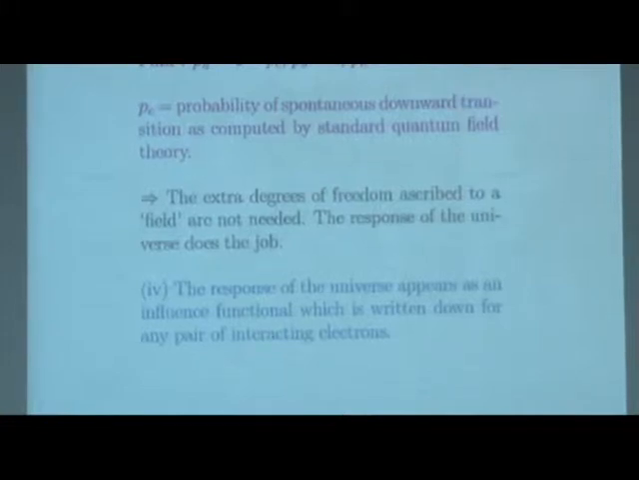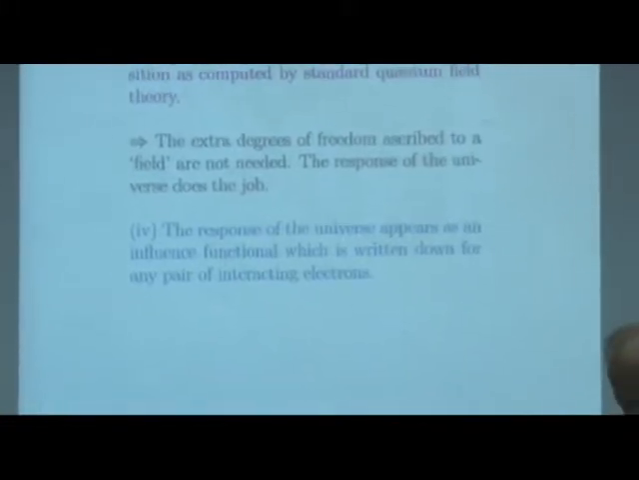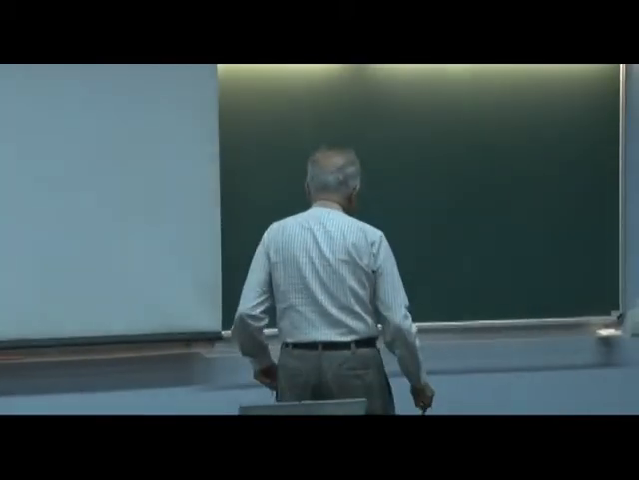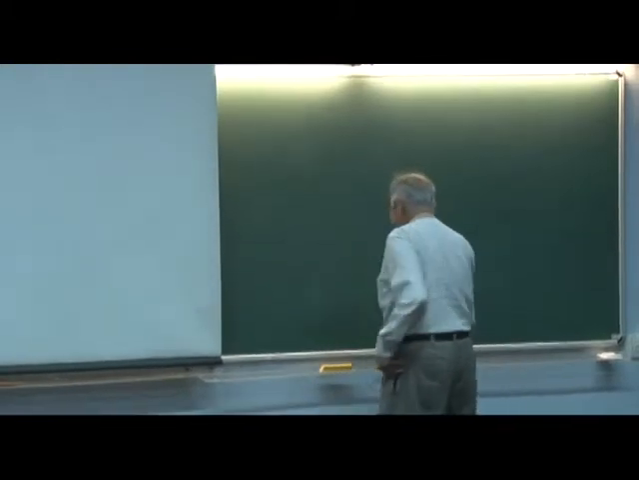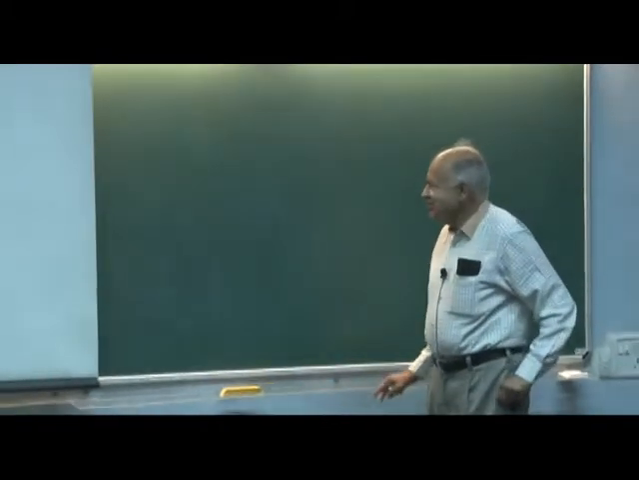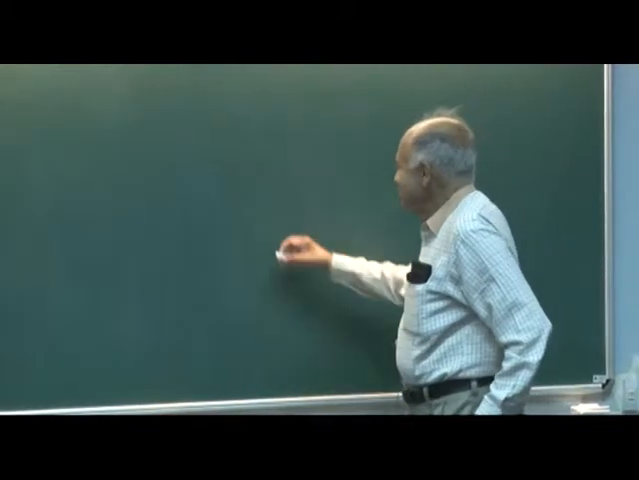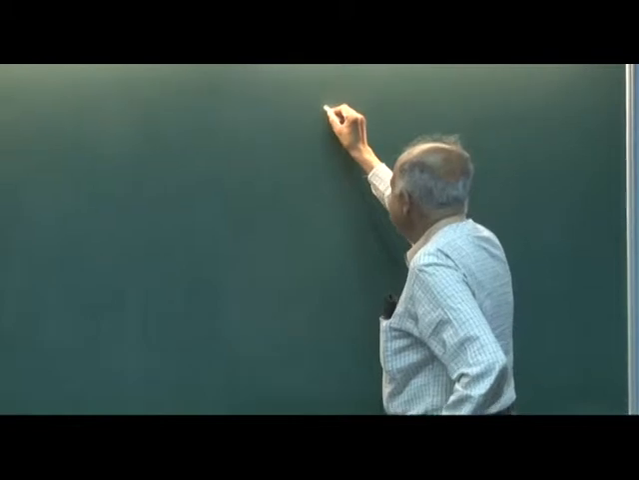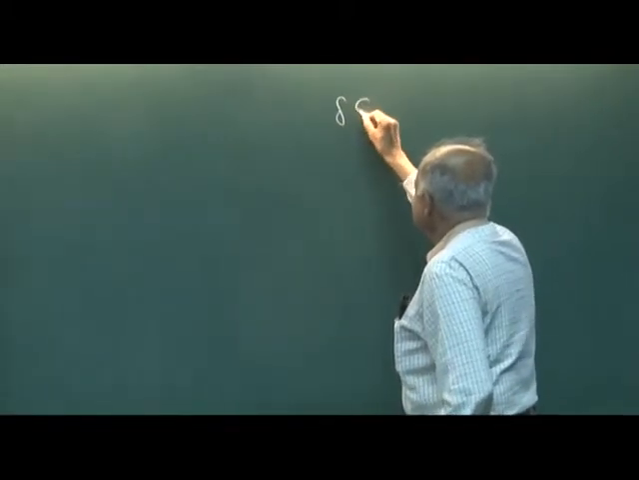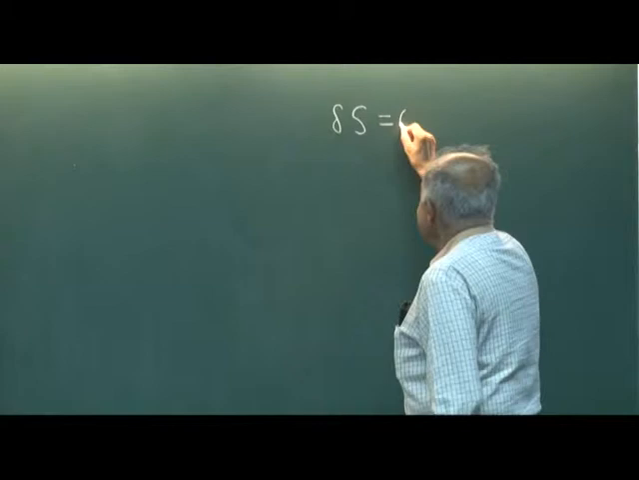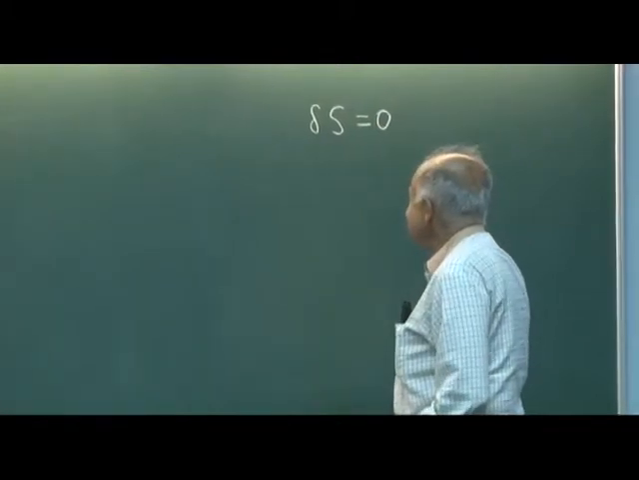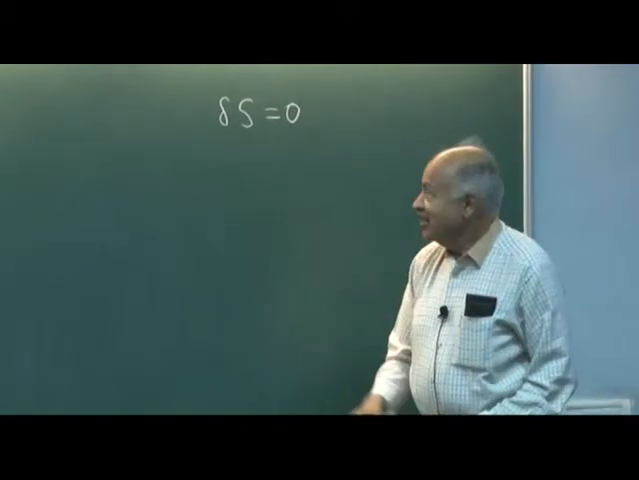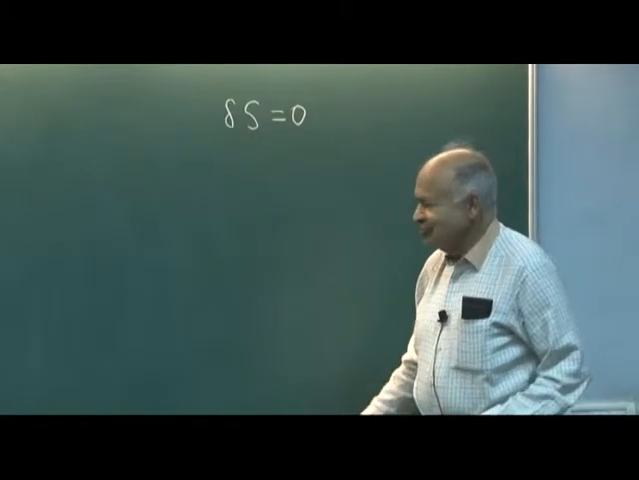Now, I want to say something about the path integral formulation which Feynman had used. Briefly, I will say what the path integral formulation does. If you take the classical physics derived from an action principle, the classical laws are given by the principle of least action or stationary action, and this is given by delta S equal to 0.